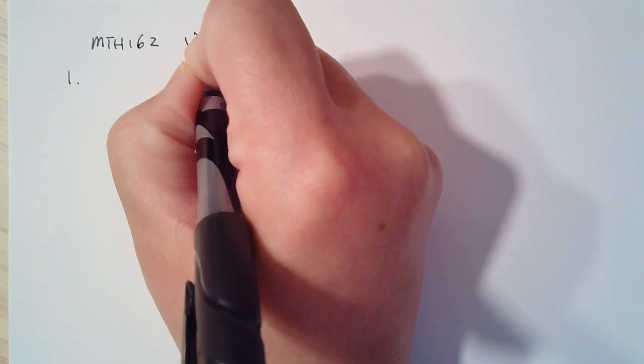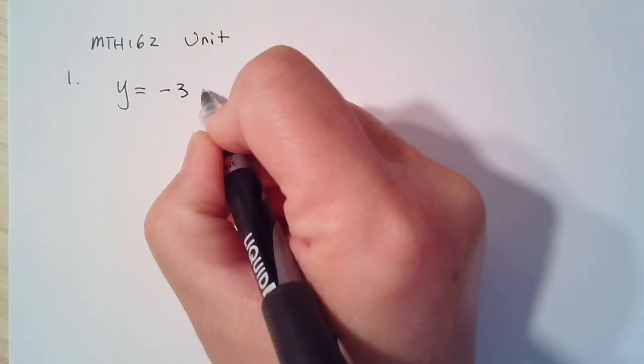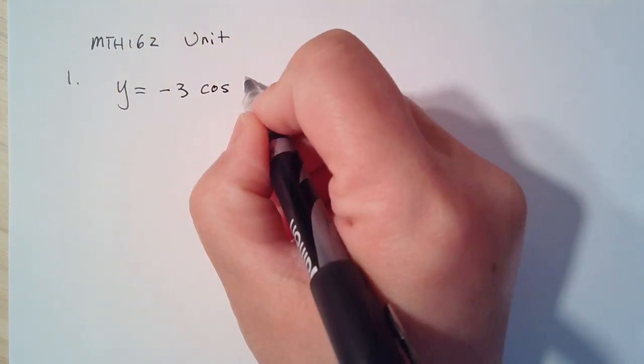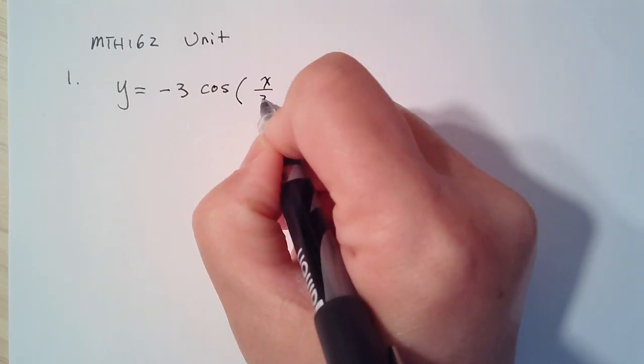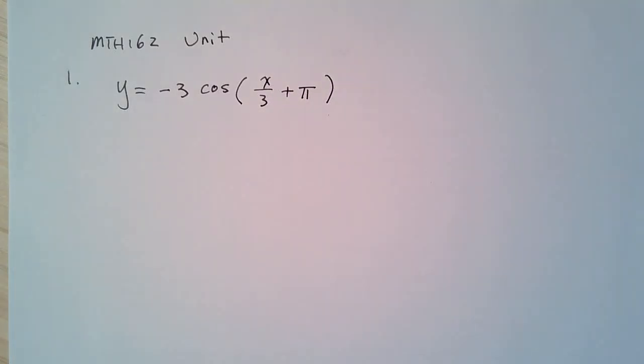MTH162 Unit 2. All right, now number 1, there's a function y equals -3 cosine x over 3 plus pi. I give it this function. I ask you for the amplitude and the period, and I ask you to graph one period of this function.